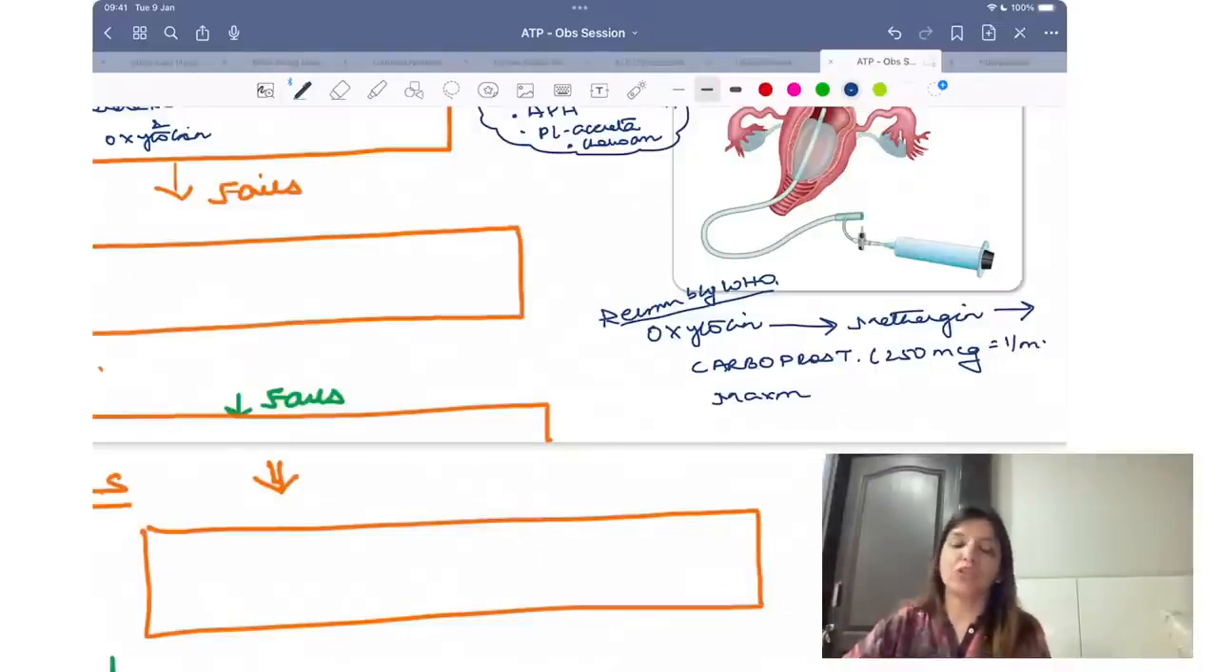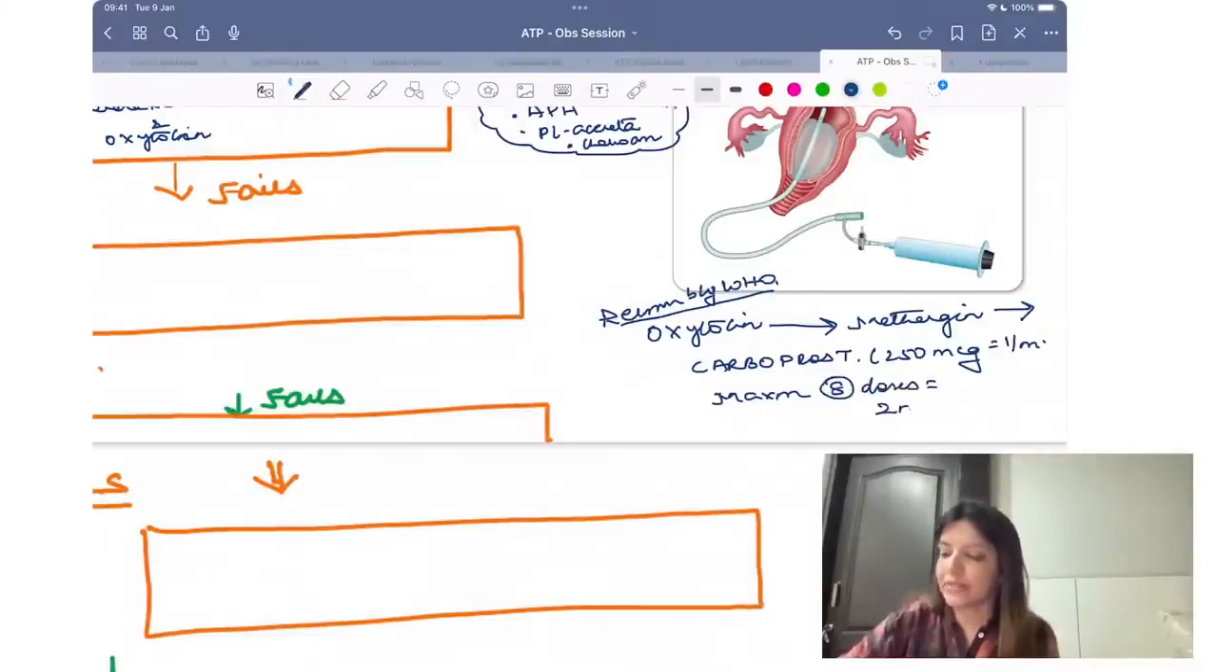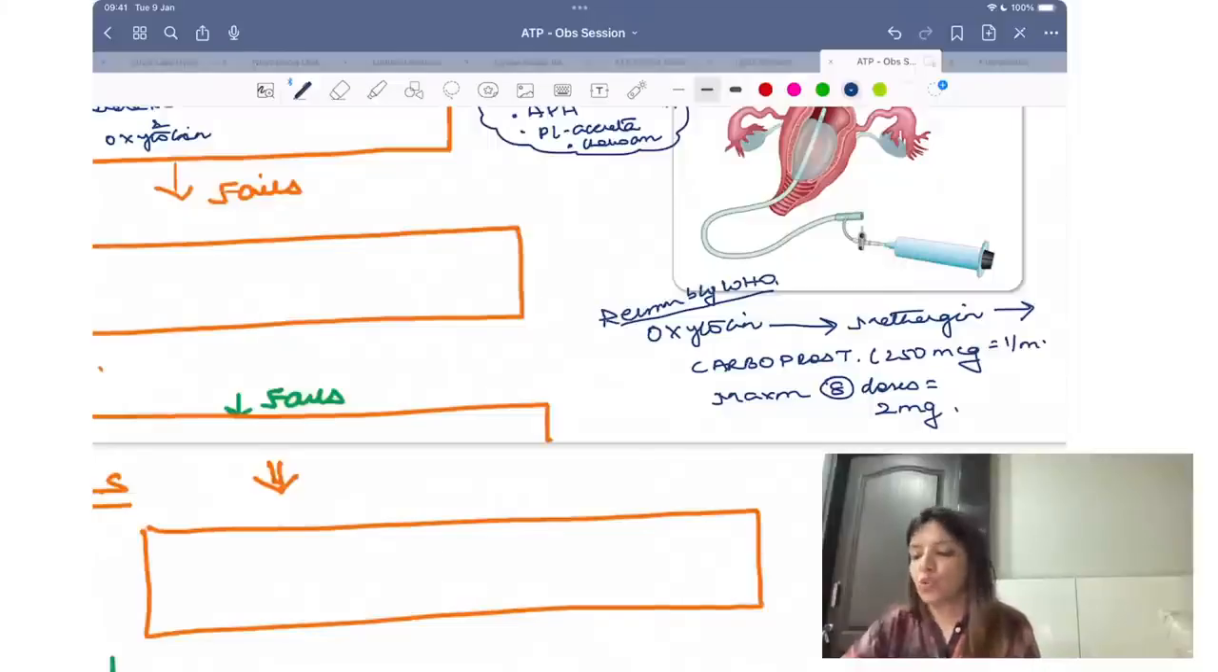How much carboprost can be given at maximum? How many times can you repeat it? You can repeat it after every 15 to 90 minutes. And maximum how many times can you repeat it? 250 micrograms, maximum 8 doses. Very good. That means how many milligrams? 2 milligrams.